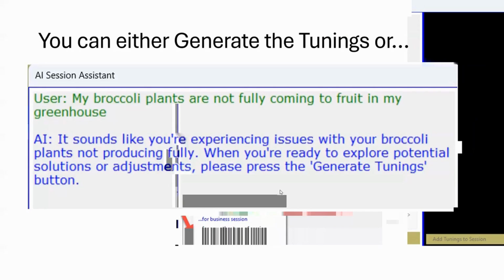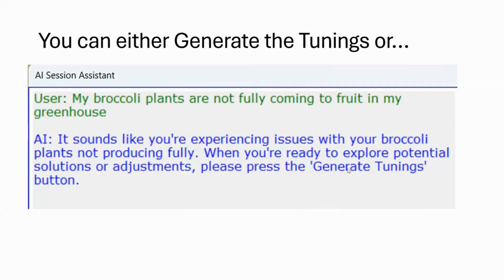And it came back with, it sounds like you're experiencing issues with your broccoli plants not producing fully. Wow, so smart. When you're ready to explore this, press generate tunings. Now we've adjusted this a little bit since then, but I didn't want to just go and generate tunings. I want to actually explore this a little bit. So I want to ask more questions, but at any time you're ready, even if you just put in this, you can generate tunings, it'll come up with some stuff. But I want to go deeper than that.